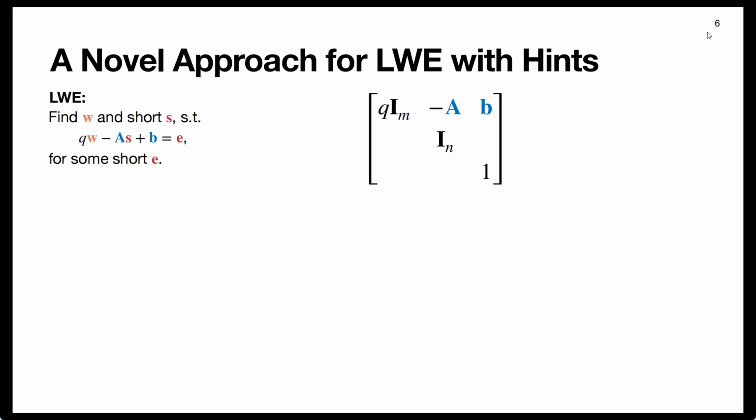Consider the following lattice basis. We have Q times an identity matrix, we have minus A, B, and then below that we have the identity matrix. Now if we multiply W, S, and 1 to this matrix, what do we get? Well, in the first row, we get Q times W minus A times S plus B times 1. And that is exactly the left-hand side of this equation, right? So by definition, the first row of the resulting vector has to be E.